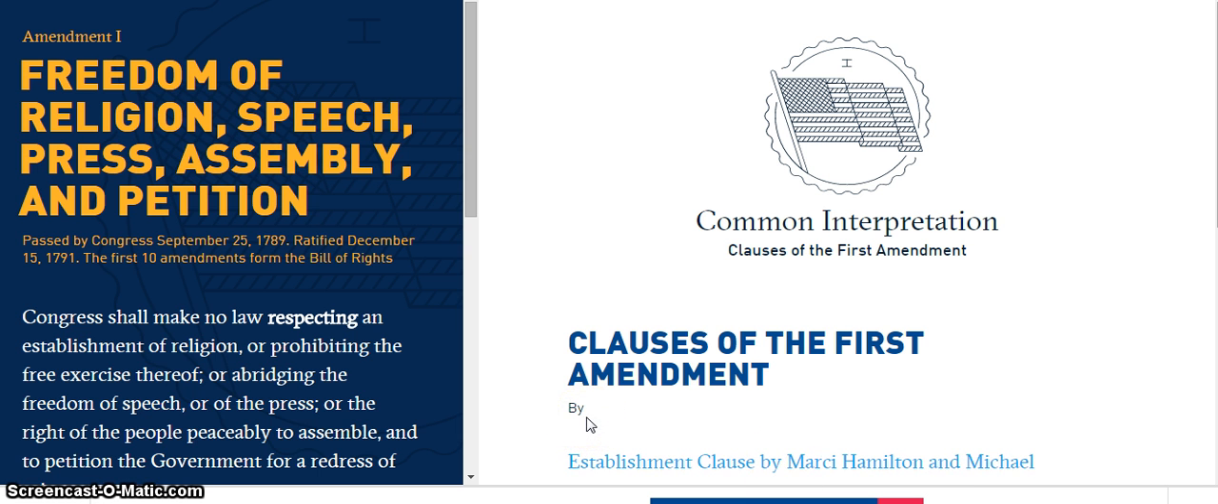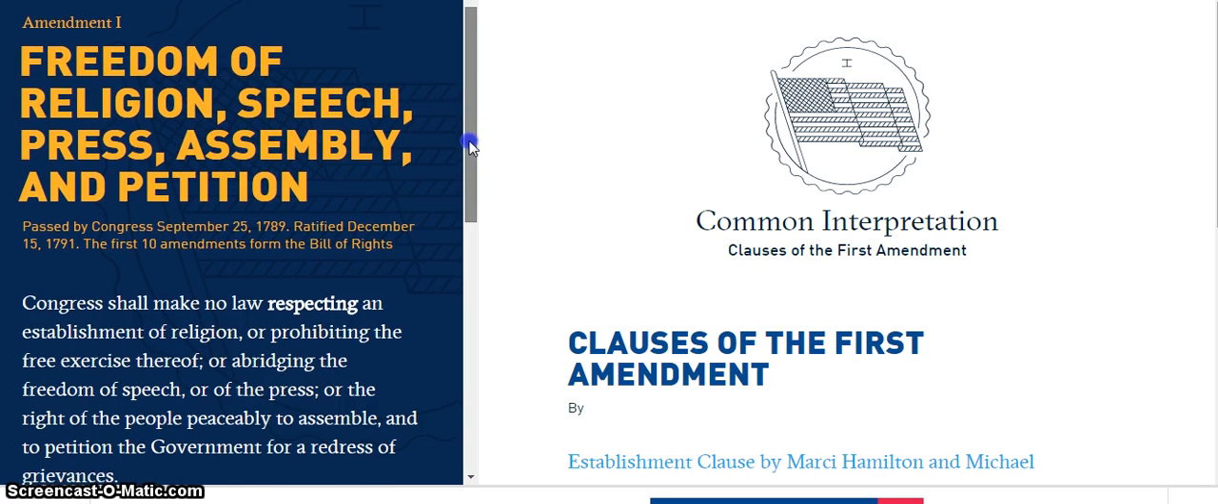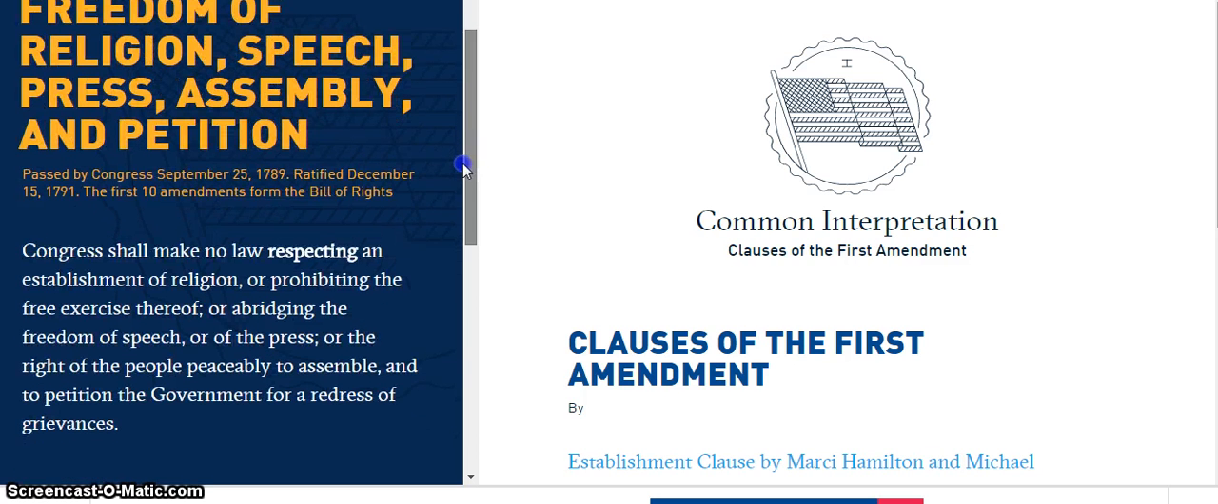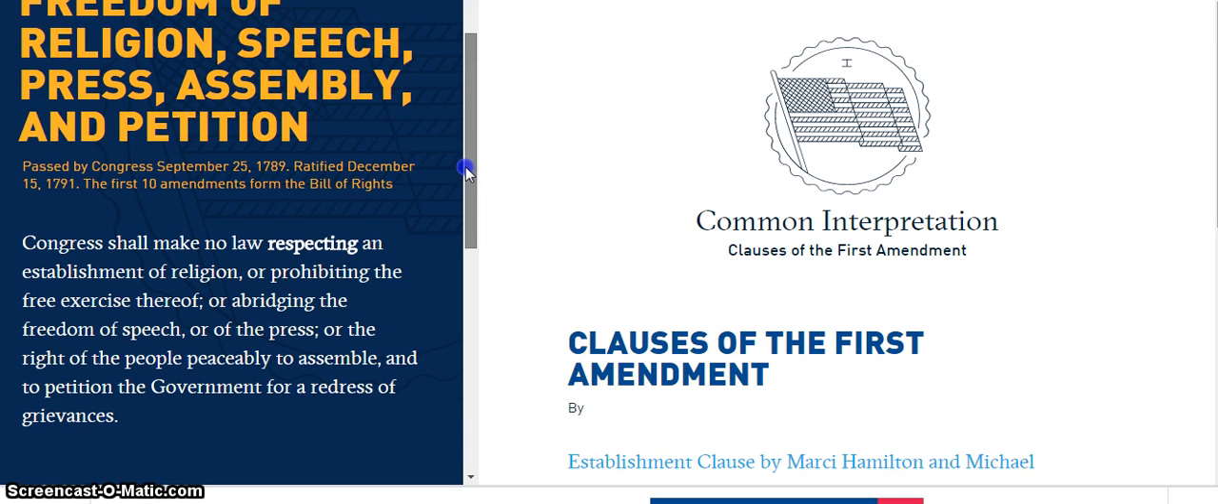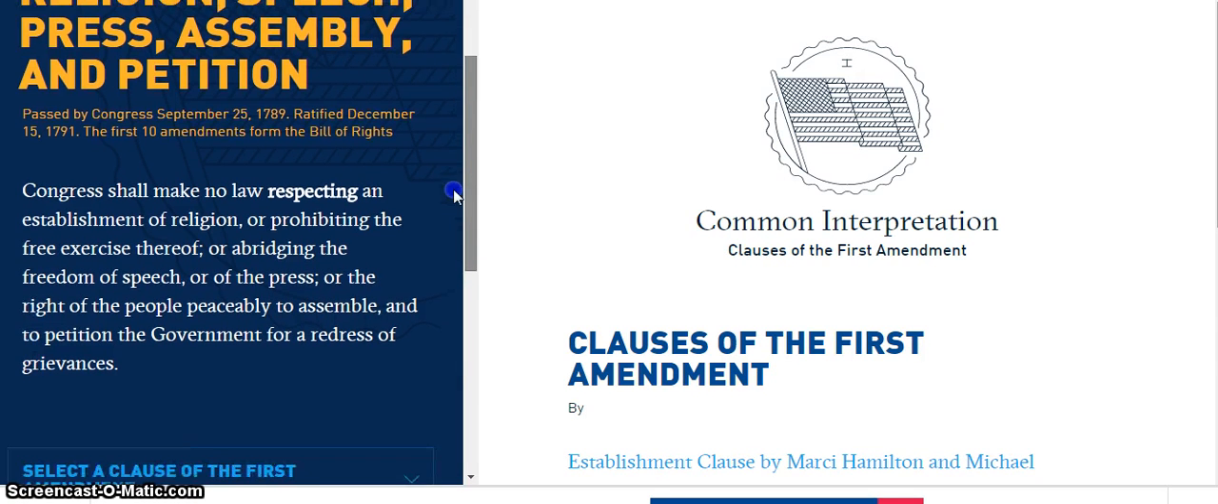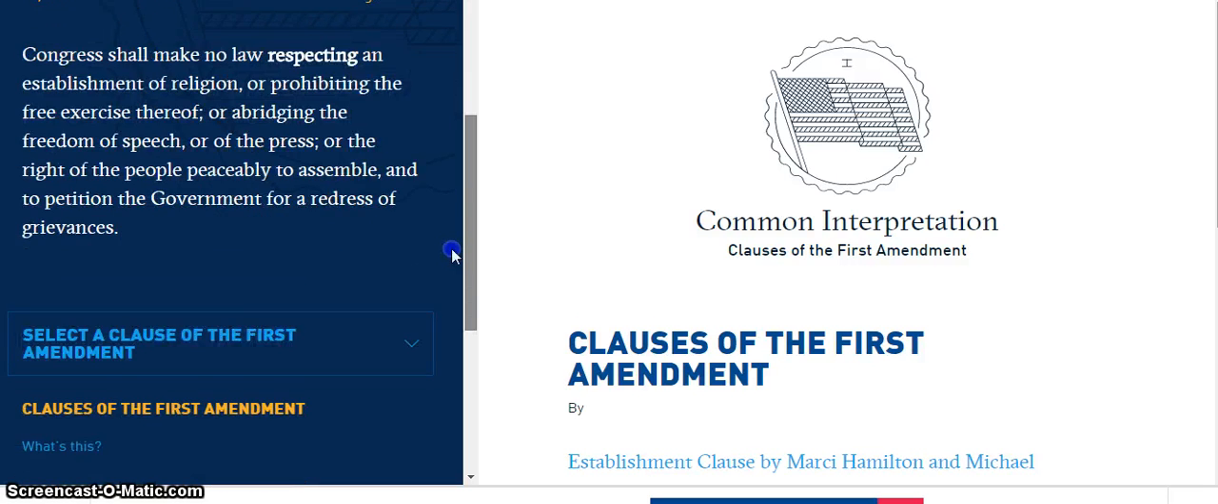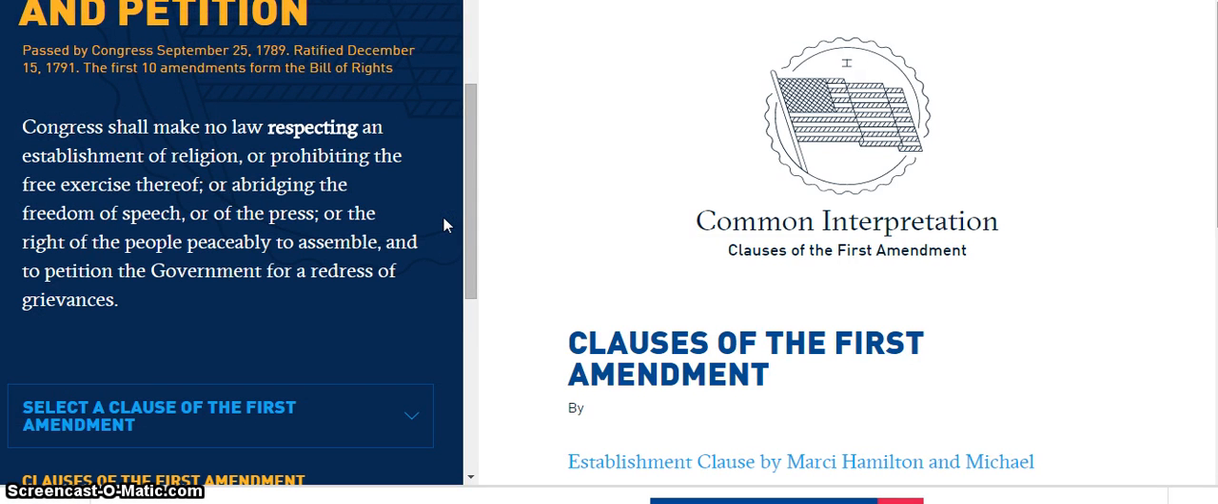What you need to read is this Amendment 1 on the left-hand side. Congress shall make no law respecting an establishment of religion, or prohibiting the free exercise thereof, or abridging the freedom of speech, or of the press, or of the right of the people peaceably to assemble, and to petition the government for a redress of grievances. So that is the actual text in the First Amendment.